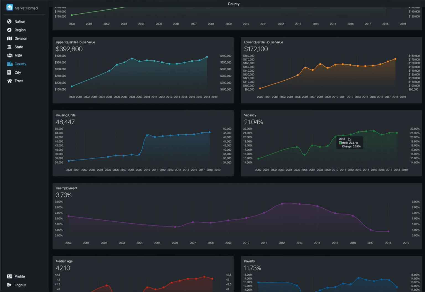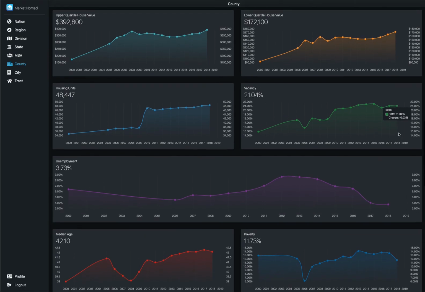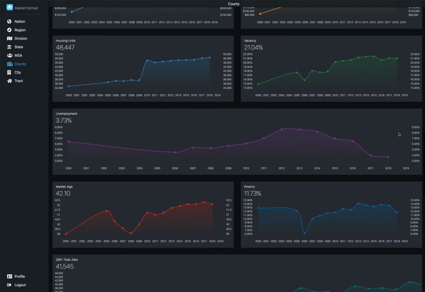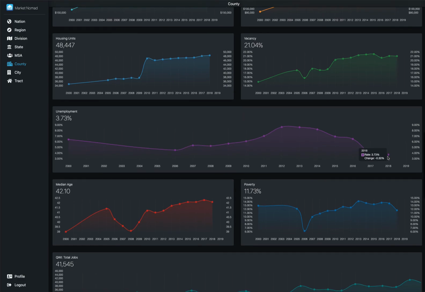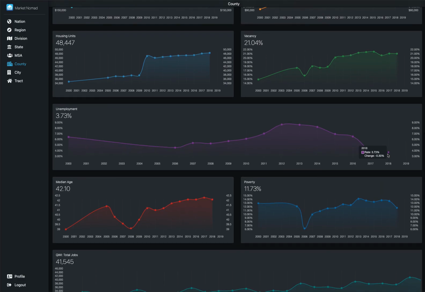Taking a look at vacancy, the data shows us that it's been pretty consistent over the last 10 years, hovering around 20%. This would be a good opportunity to do more in-depth research to find out why vacancy is so high. Unemployment seems to be pretty low in the past couple of years. This is definitely a good sign that most people will have a job in this area.